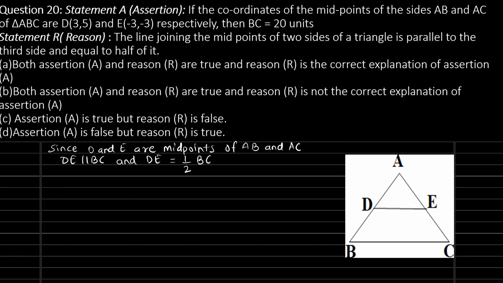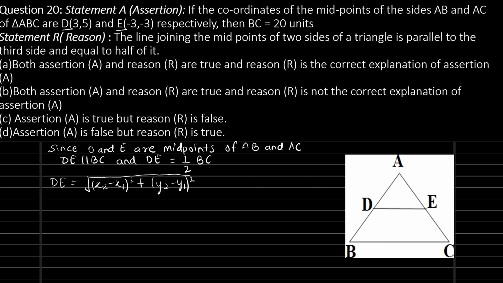Right, now let's try solving for the value of DE. So how are we going to get DE? You have been given the coordinates of D and E. D is (3, 5) and E is (-3, -3). So let's check what DE is. We can use the distance formula, that is the square root of (x2 minus x1) whole square plus (y2 minus y1) whole square.